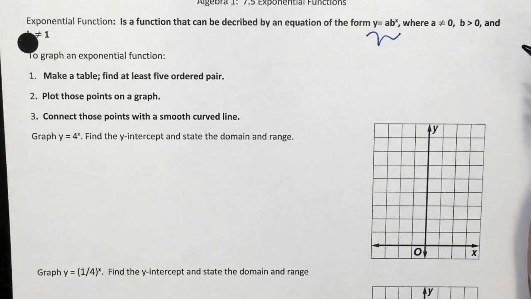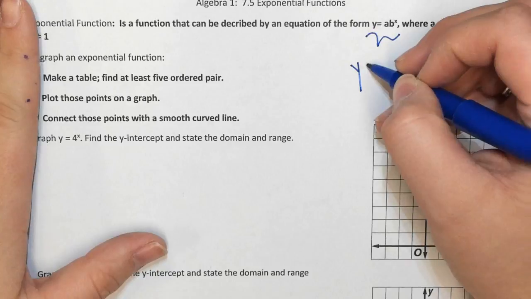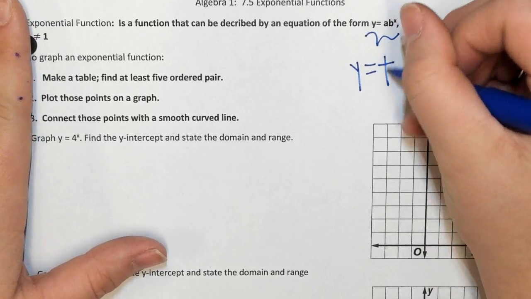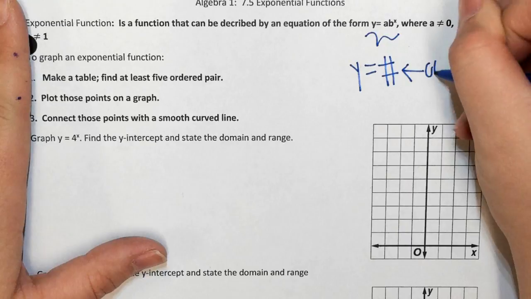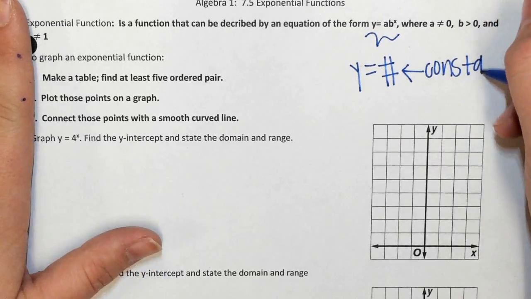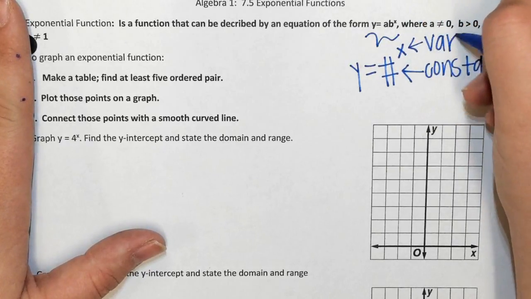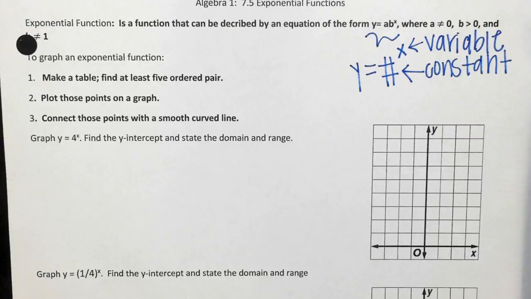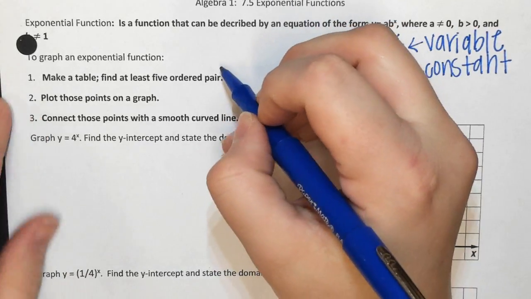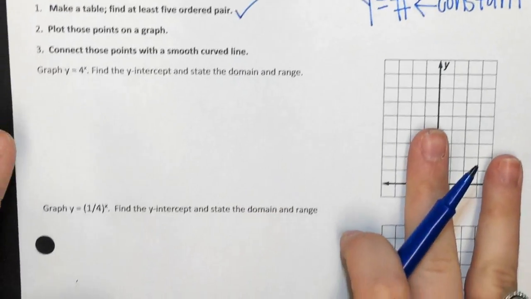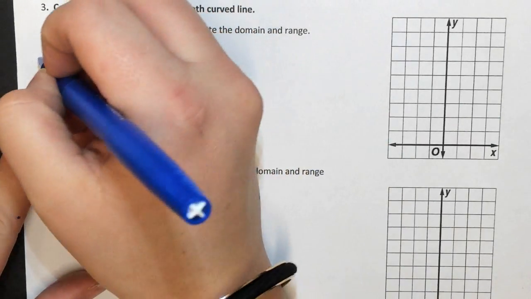So basically, it's an equation that has y equals a number, which is called a constant, raised to a variable. So it's in the form y equals some number raised to x. So our first step is to make a table. So here's example number 1. Let's make a table.